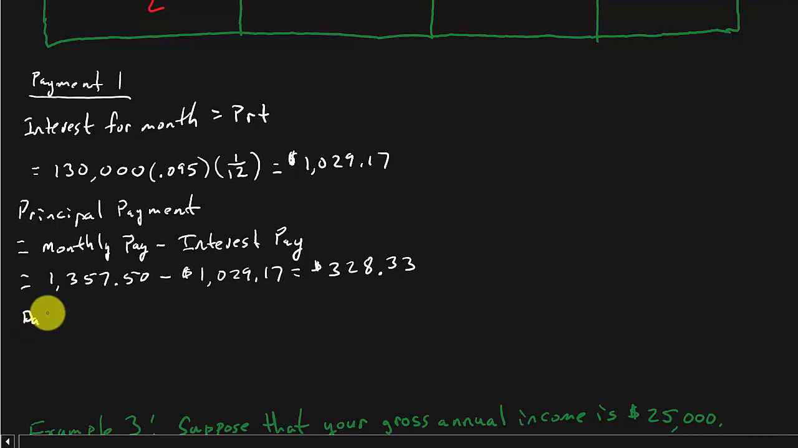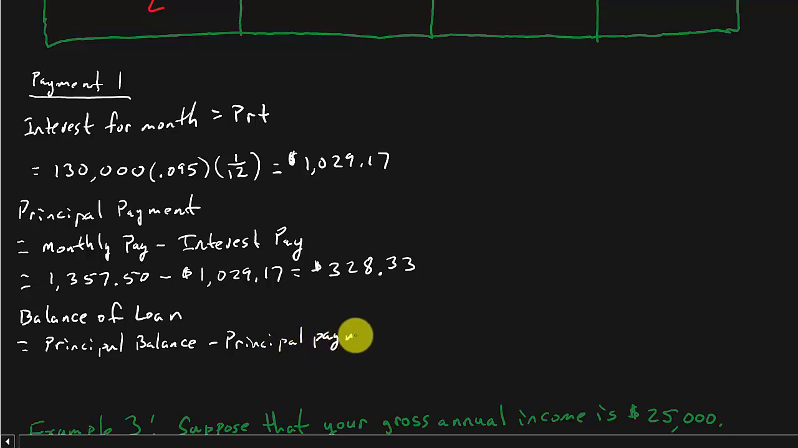All right, now let's look for balance of loan. So the balance of loan is equal to the principal balance minus the principal payment. And the principal balance, well, that's what we started out with. That's the $130,000 minus the principal payment. Well, what's the principal payment? That is this $328.33.